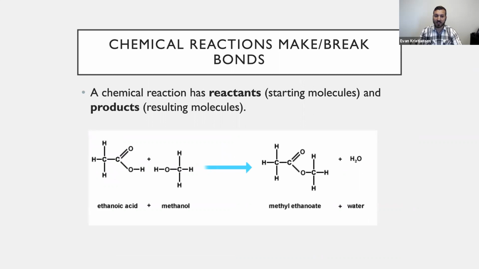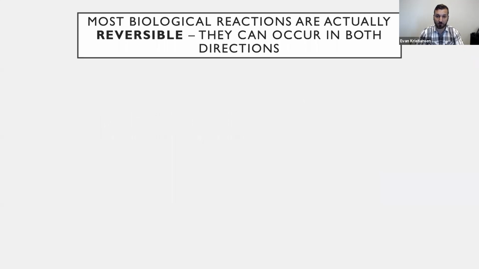Chemical reactions can both make and break bonds, and they can be a little bit more complicated than that water reaction we saw just a little bit ago. This ethanoic acid and this methanol can combine to form methyl ethanoate and water. And what's happening there is that water is being removed from the 2 different compounds as they're being combined to produce 1 compound and water.